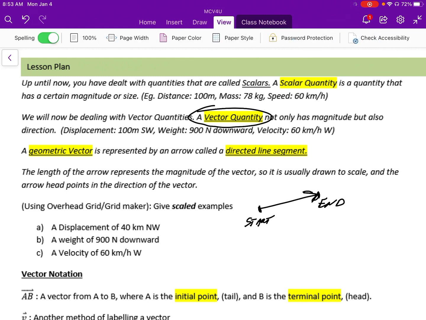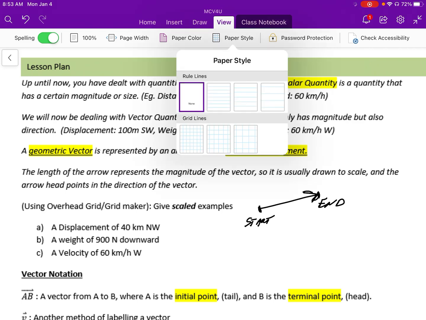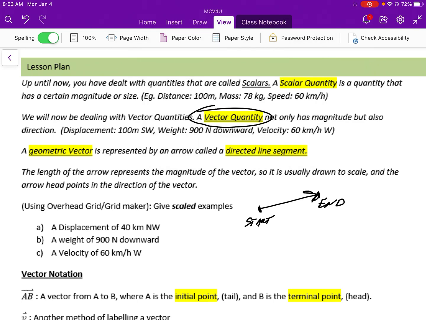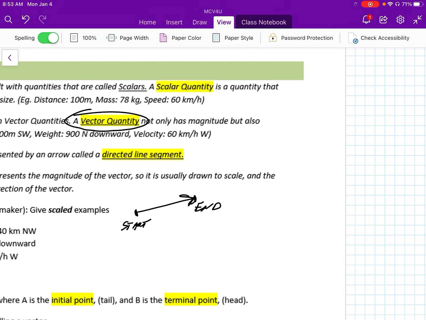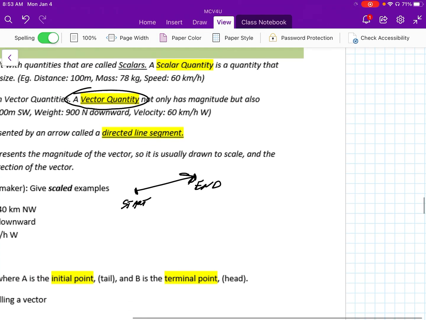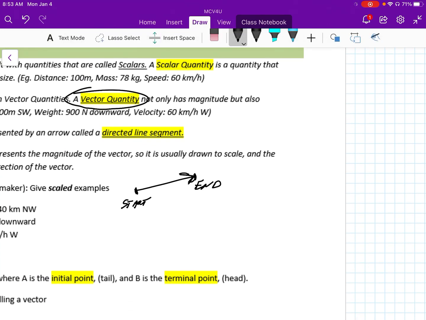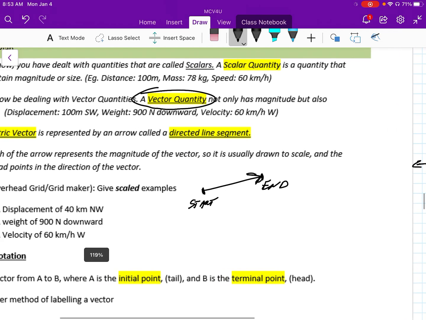If I were to look at a specific displacement, let's say it's 40 kilometers northwest, and I try to write that northwest here, we know that north is always going to be up your page, and west is obviously to your left. Northwest is 45 degrees in that direction, and we have to go with 40 kilometers.